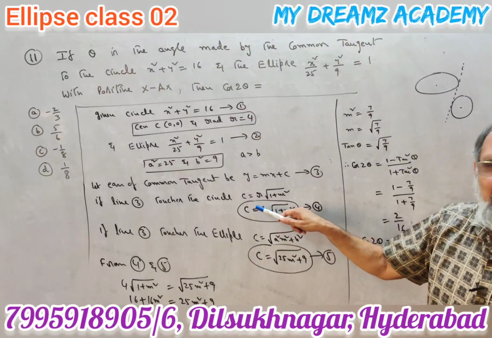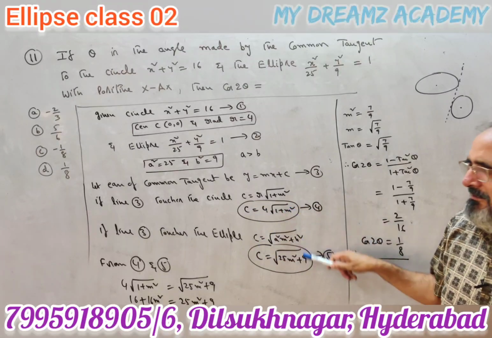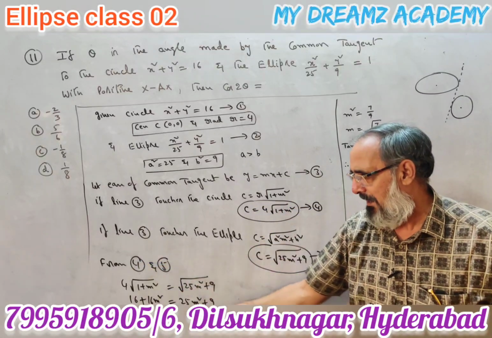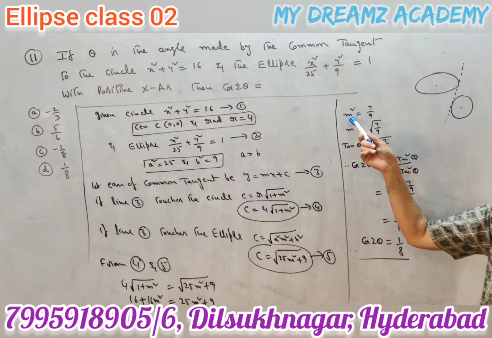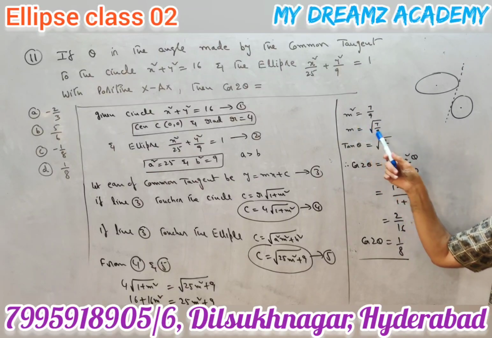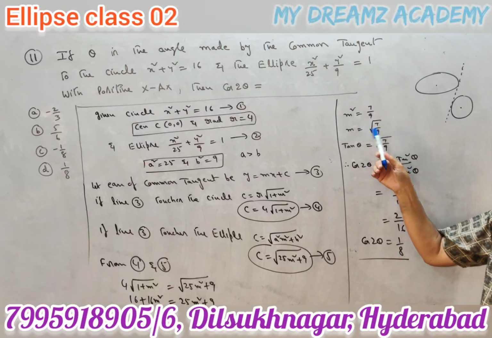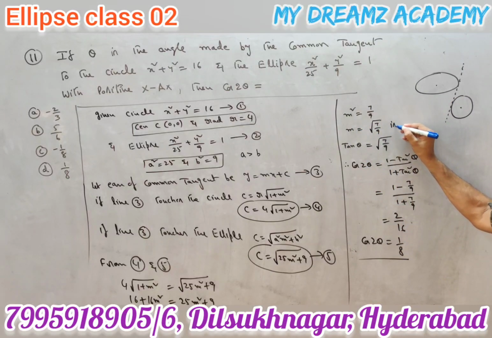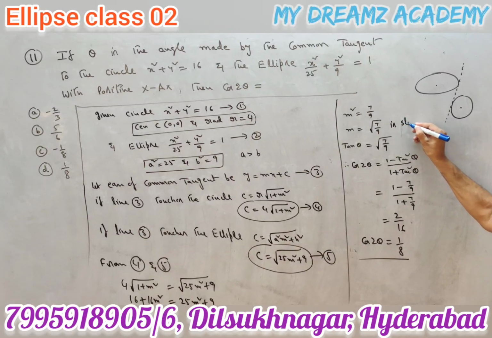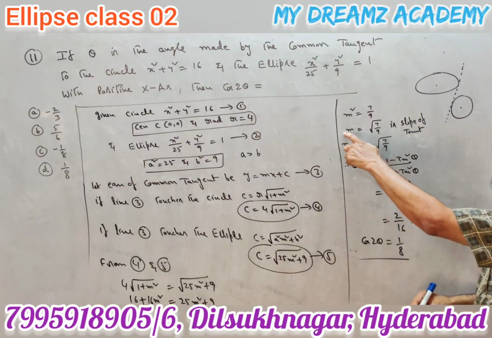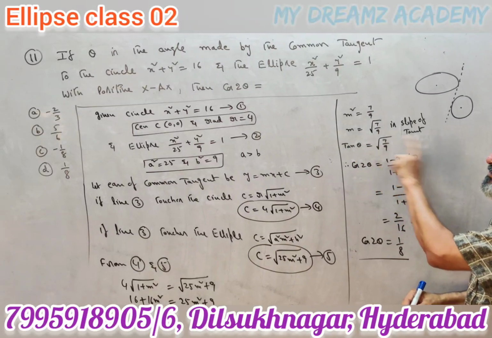But you observe that when the left sides are equal, equate the right sides. From 4 and 5, we are getting a quadratic equation in m square. So m square equal to 7 by 9. M is root of 7 by 9. M is what? It is the slope of the tangent. Slope of tangent, so m equal to tan theta, that gives root of 7 by 9.